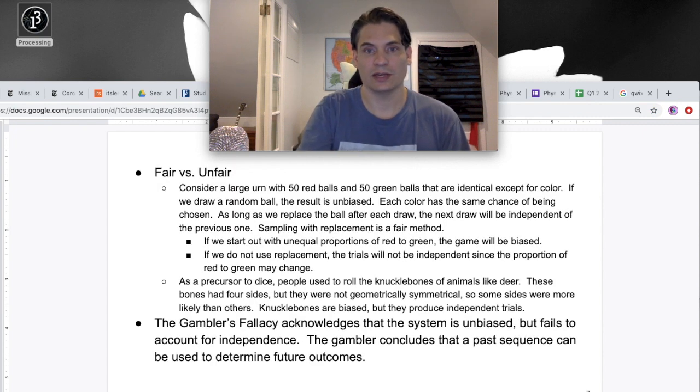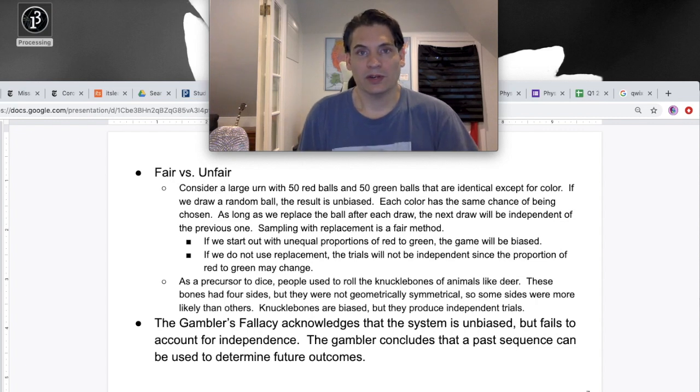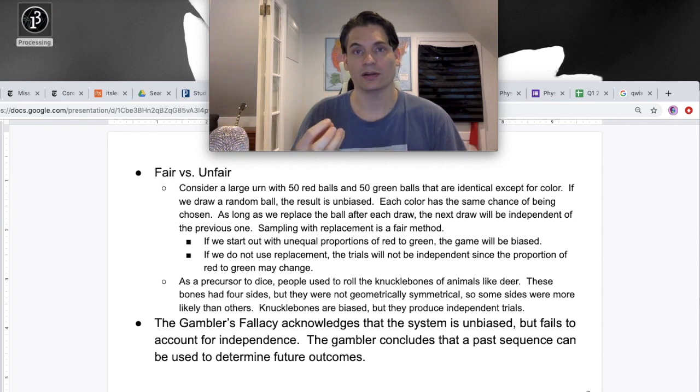So thinking about these two, we can imagine another game. Suppose we have an urn, right? And we put 50 green balls in there and 50 red balls, and we're going to draw one out, right? Sort of similar to a lotto scenario where they draw numbers out. If there's an equal number and I pull one out, it's unbiased in the sense that there's a 50-50 chance that I'm going to get a red or a 50-50 chance I'm going to get a green.